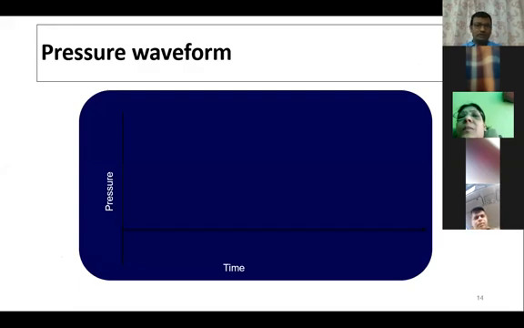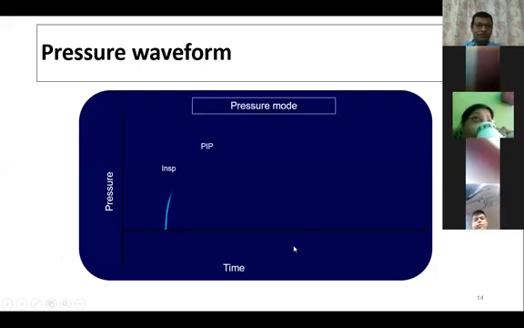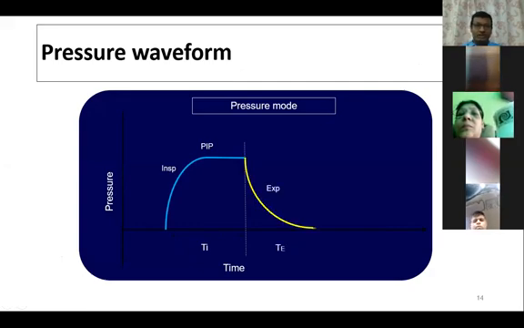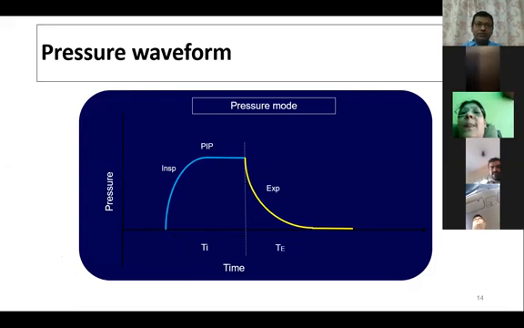Now just look at the pressure waveform. So here you're going to have a pressure on y-axis and time on x-axis. So in pressure mode, there will be a rapid and linear rise in the pressure to peak inspiratory pressure during inspiration, and then the pressure is going to remain at the same level throughout the inspiration, from where the expiration is going to begin as an exponential decay, and then it is going to come to the baseline. So this is how the pressure waveform will look in a pressure mode. So it's a square waveform with exponential decay during expiration.